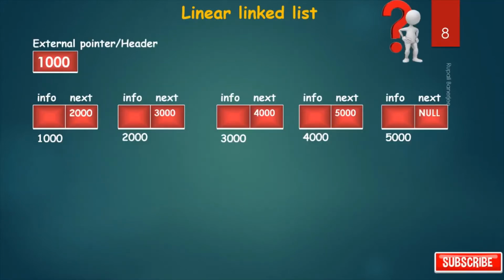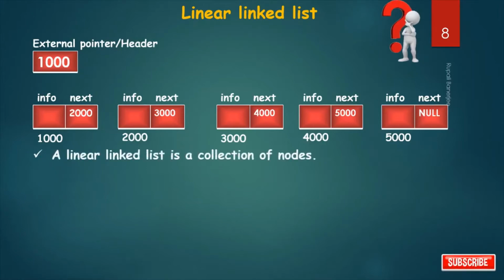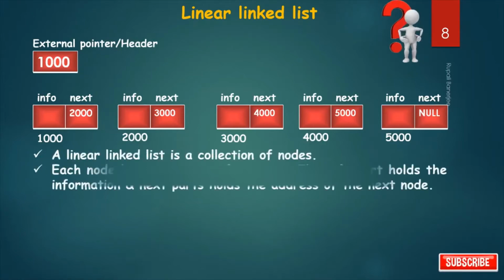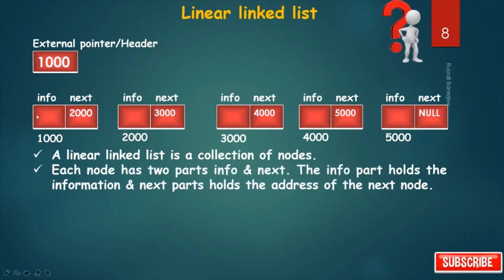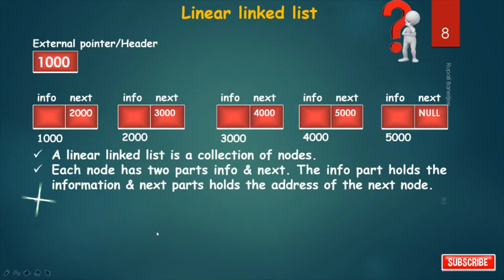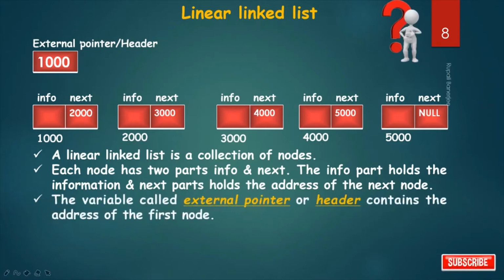So, this is the diagrammatic representation of a linear linked list. A linear linked list is a collection of nodes. Each node has two parts, info and next. The info part holds the information and the next part holds the address of the next node. The variable called external pointer or header contains the address of the first node. Say in our example it is 1000.